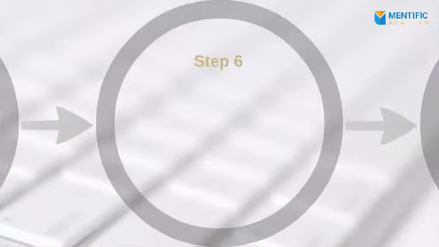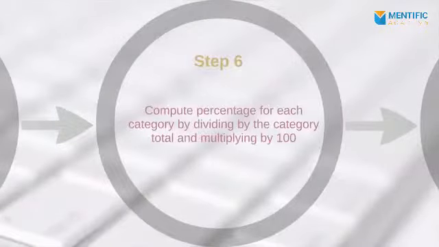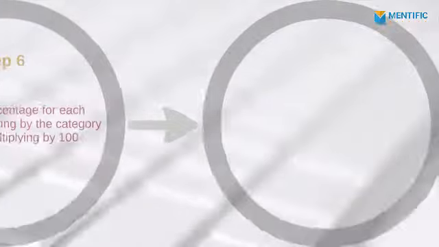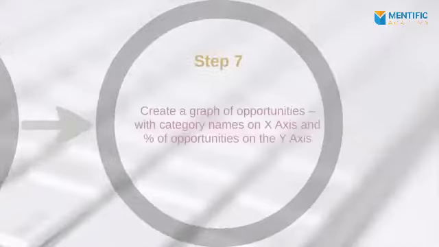The sixth step is to compute the percentage for each category by dividing by the category total and multiplying by 100. The seventh step is to create a graph of opportunities with the categories' names on the x-axis and the percent of opportunities on the y-axis.